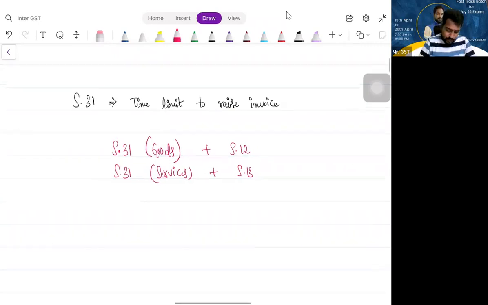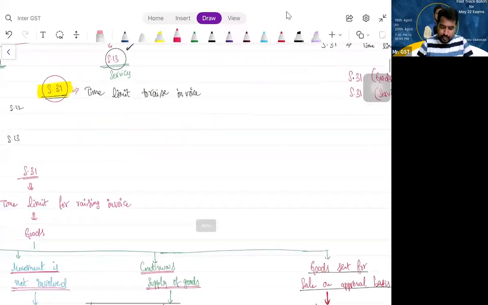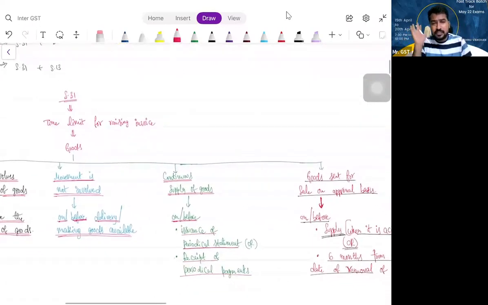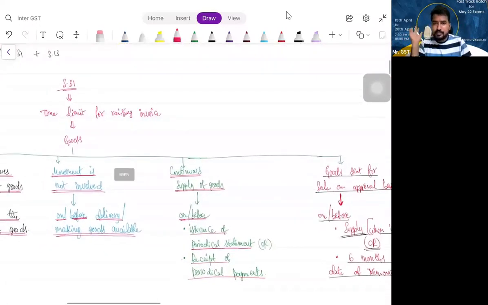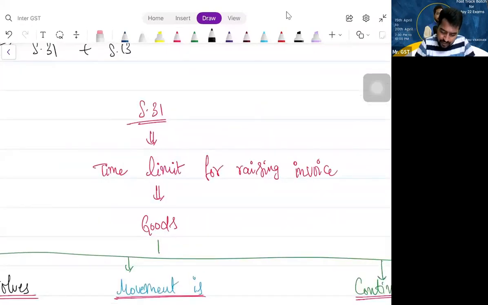Right. So now, first let us understand section 31, time limit to raise invoice for goods. I'll give you time for copying. First, let us focus on the concept. Section 31, as I already told you, is the time limit for raising the invoice. For the time being, we are going to see what the time limit is for raising the invoice for goods.